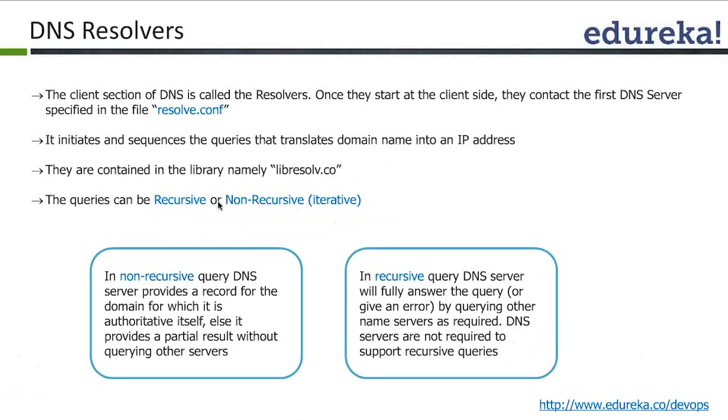So what is the difference between an iterative and a recursive? Iterative need not provide a full result. It can give a partial result, or it can give anything that it knows, but it's not its job to give the absolute right answer as such. Okay, so any questions coming?